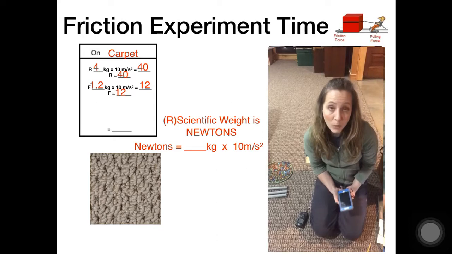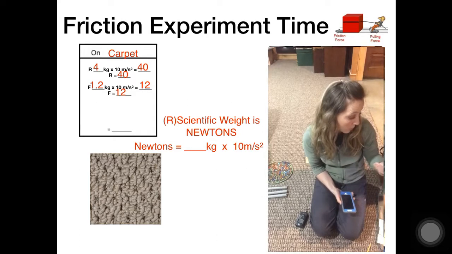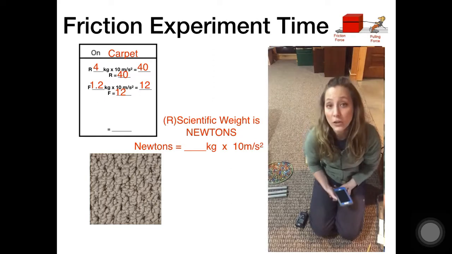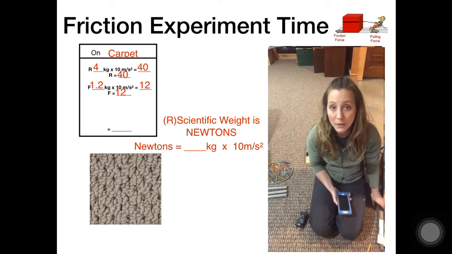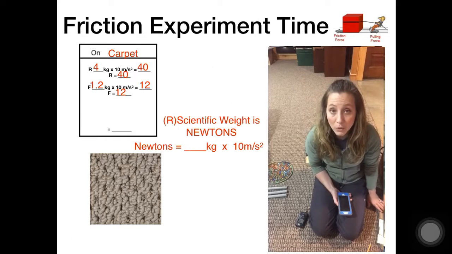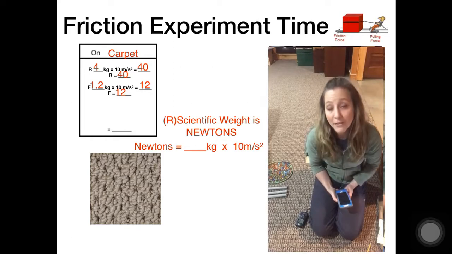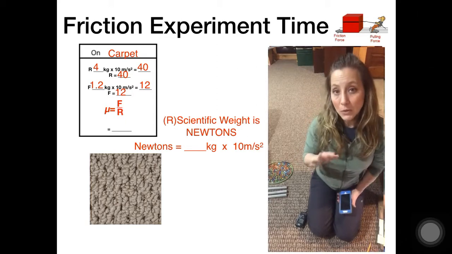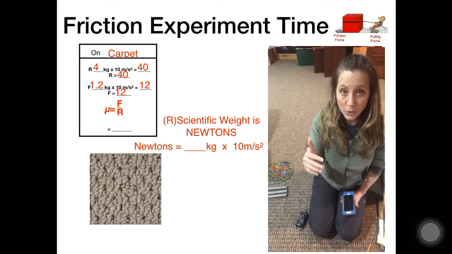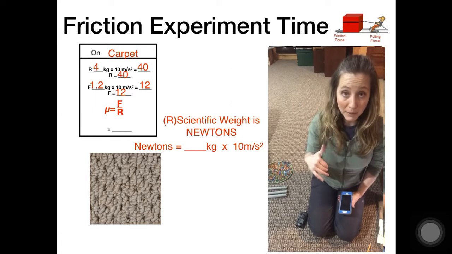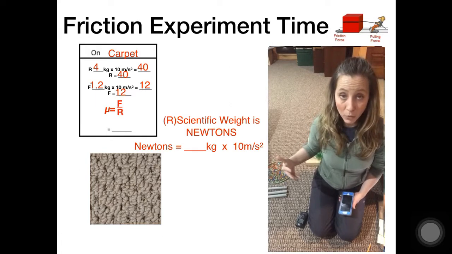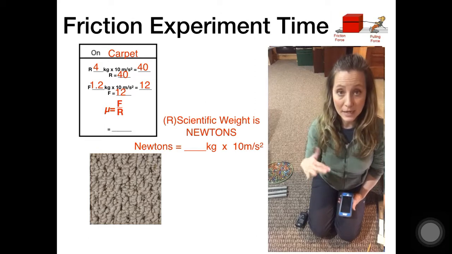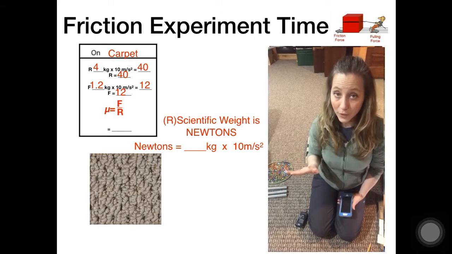Okay, so now we have both our R and our F, and we know from our notes our formula is mu equals F divided by R. So all we have to do is take our 12 and divide it by 40, and that will give us our mu. That will give us our coefficient of static friction, because mu stands for coefficient of static friction.